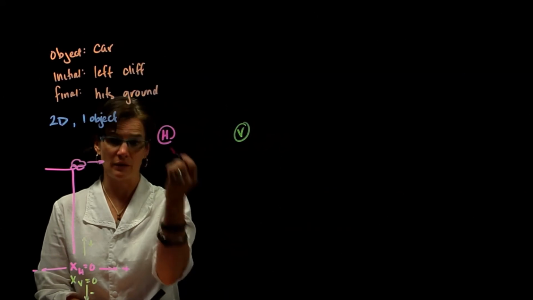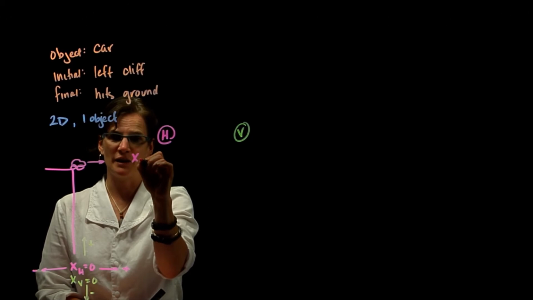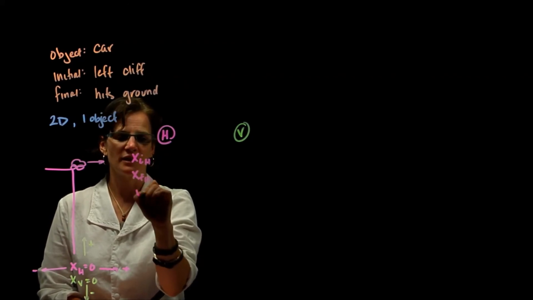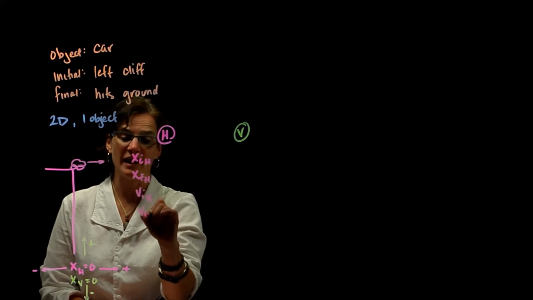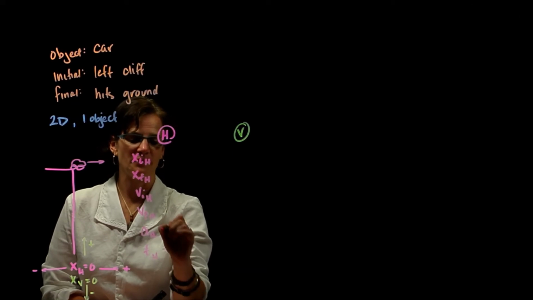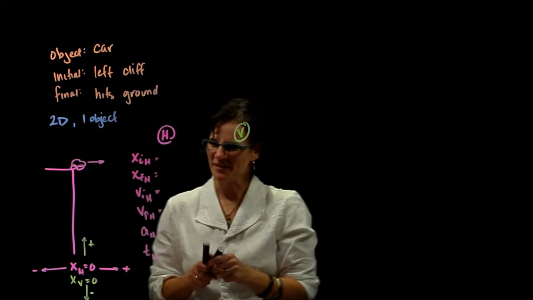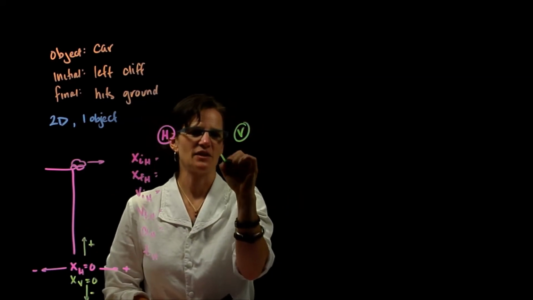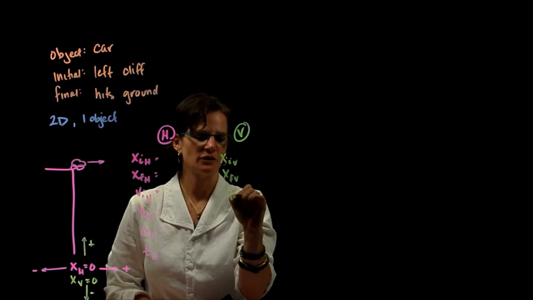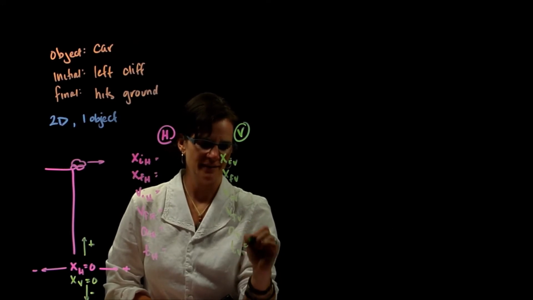Just like in the problem solving with 1 dimension, we will have an initial position horizontal. We will have a final position horizontal, an initial velocity horizontal, a final velocity horizontal, a horizontal acceleration, and a horizontal time. And for now, I'm going to keep these variables completely separate, but we might find that some are related to each other. So we have an initial vertical position, a final vertical, an initial vertical velocity, a final vertical velocity, a vertical acceleration, and a vertical time.